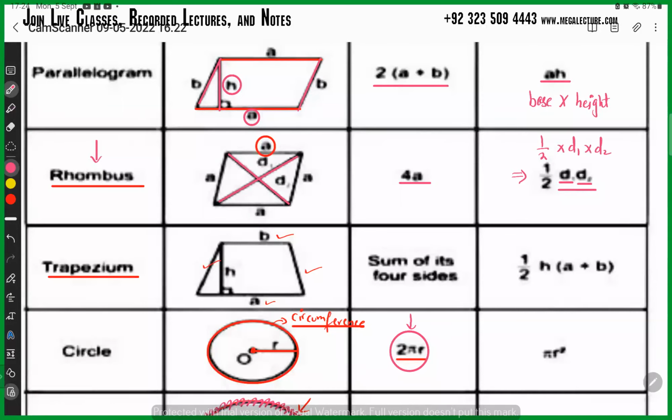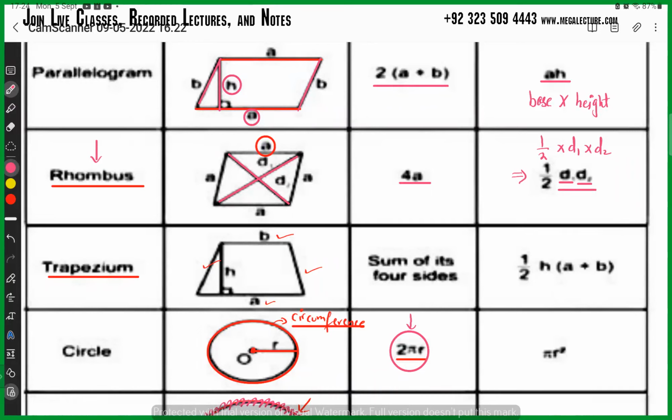Any confusions with this? No, ma'am. Noor, Urva, what about the other students? Moiz, Taha? No, Miss. Abdullah, are you okay with this? Yes, ma'am. Okay, very good.